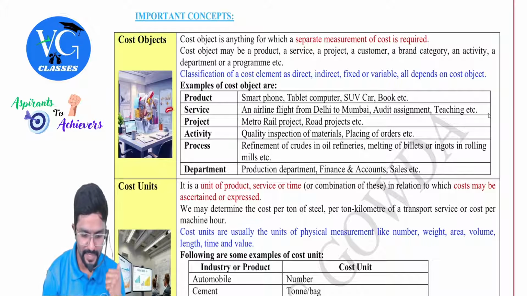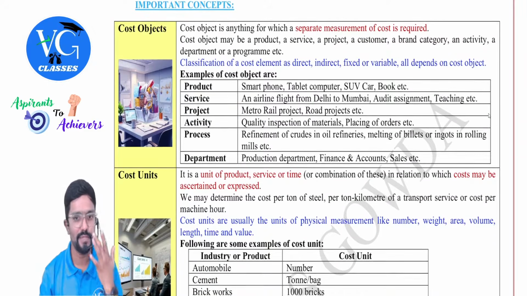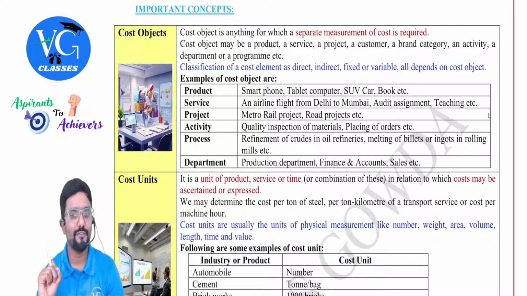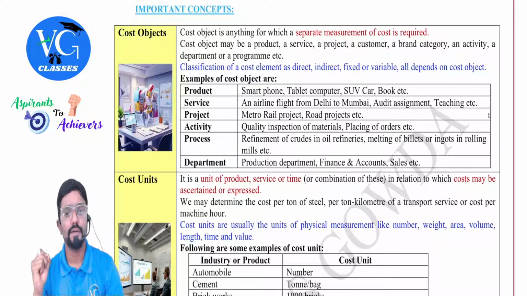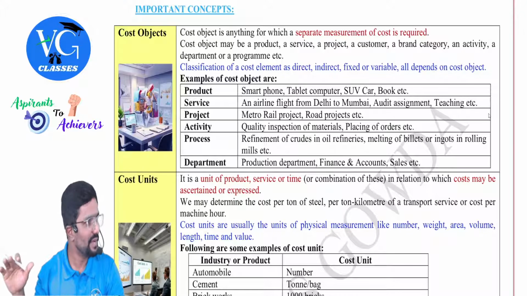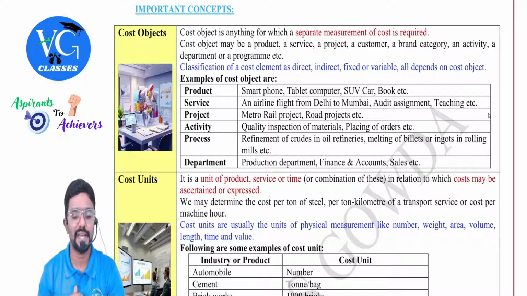Examples I have given. Examples of cost objects are as follows. First one, product: smartphone, tablet, computer, SUV car, that is sports utility vehicle, book, etc. Or any of these. I have given only a few examples here. That doesn't mean this is an end list.